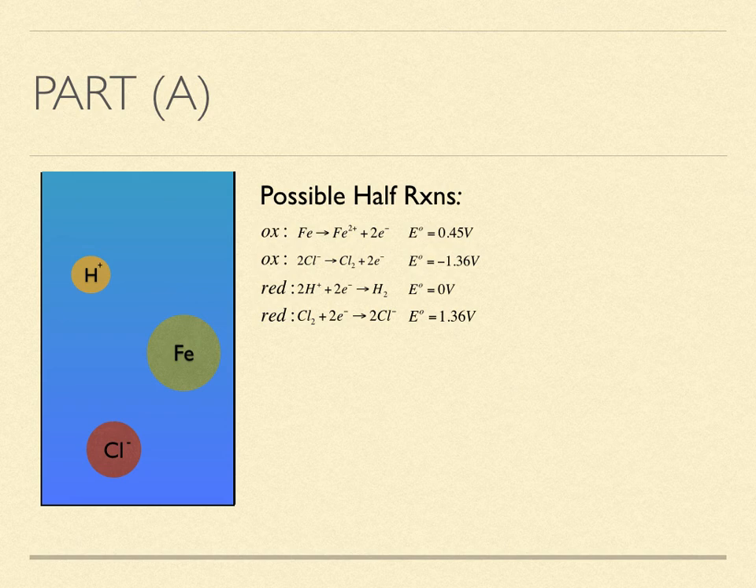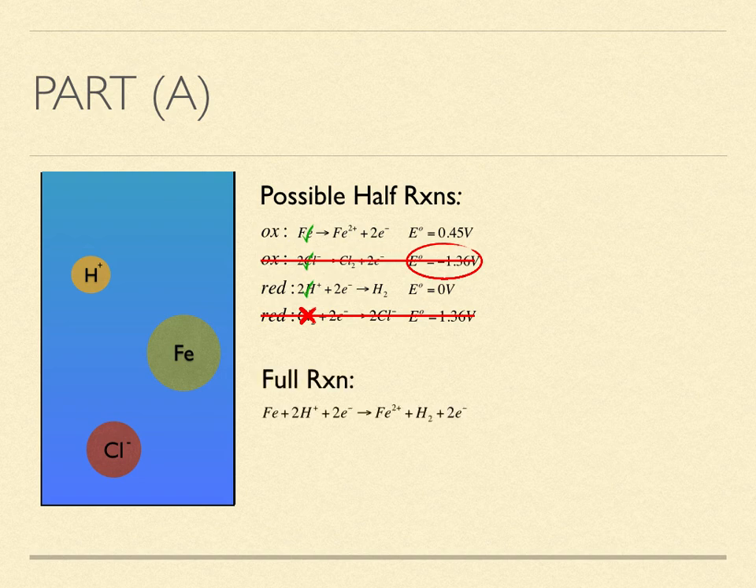Now we consider possible half reactions. For the oxidation, both iron and chlorine ions are possible reactants, but the voltage of the oxidation of chlorine is very negative, meaning the reaction is unfavorable. For the reduction, chlorine gas is not in solution, so the only possible reduction involves hydrogen ions. Since both half reactions involve a transfer of 2 electrons, all that remains is to sum up the reactants and products and cancel the electrons to yield the overall reaction.